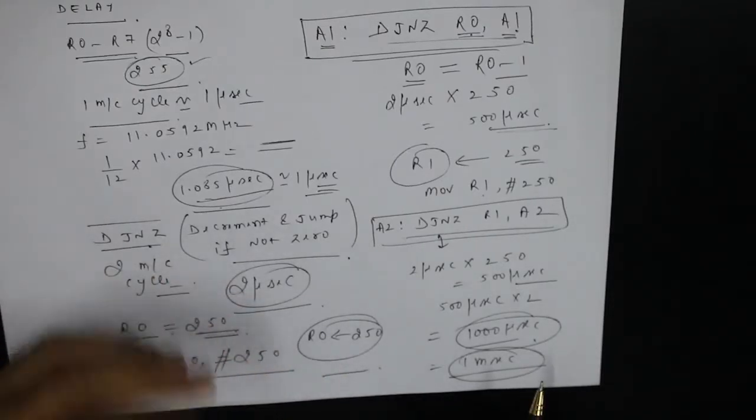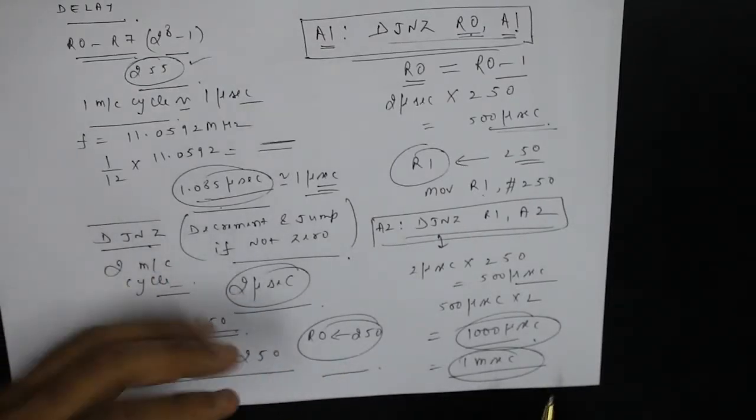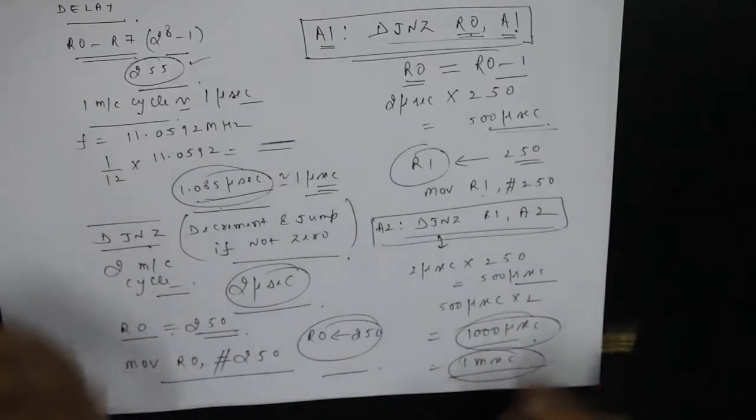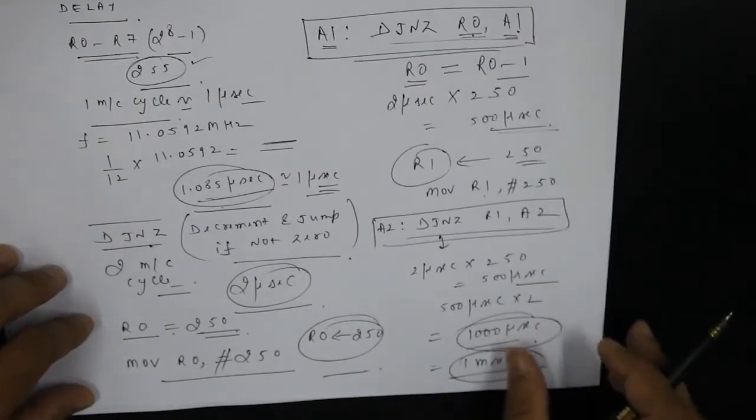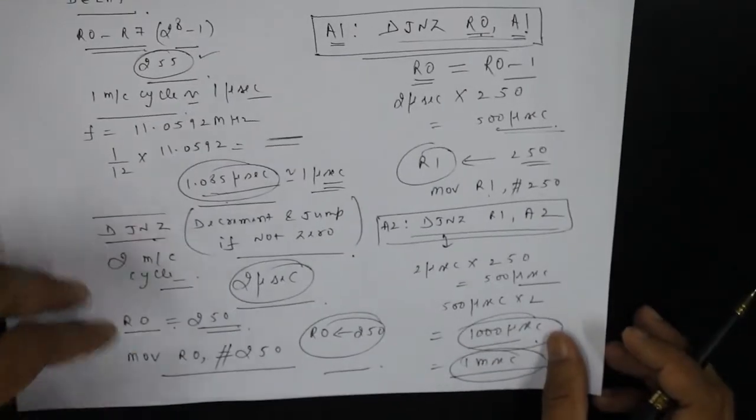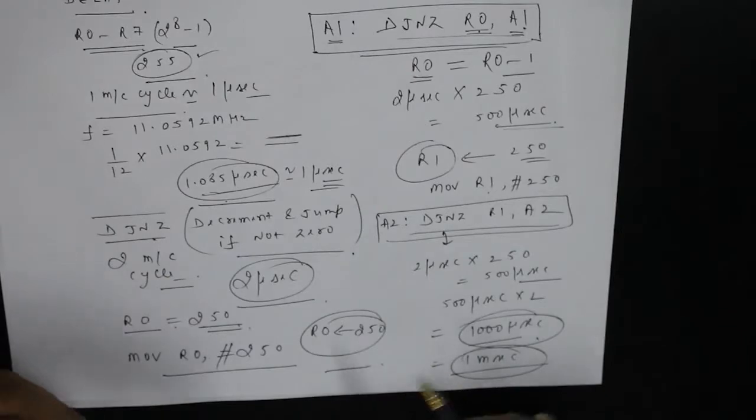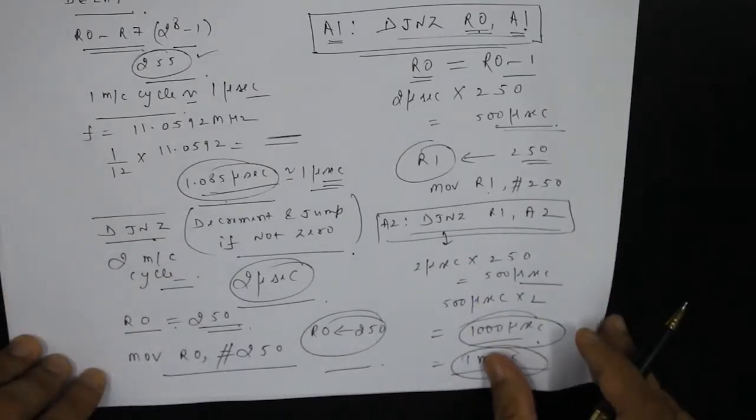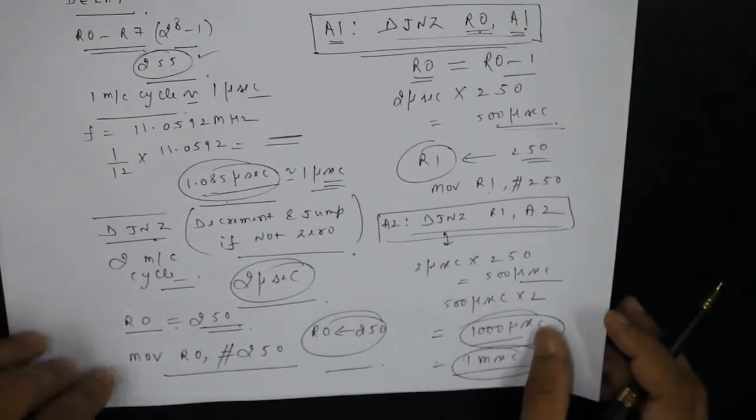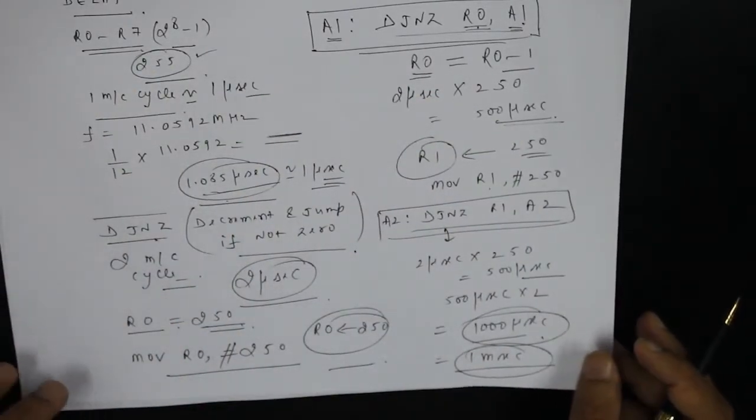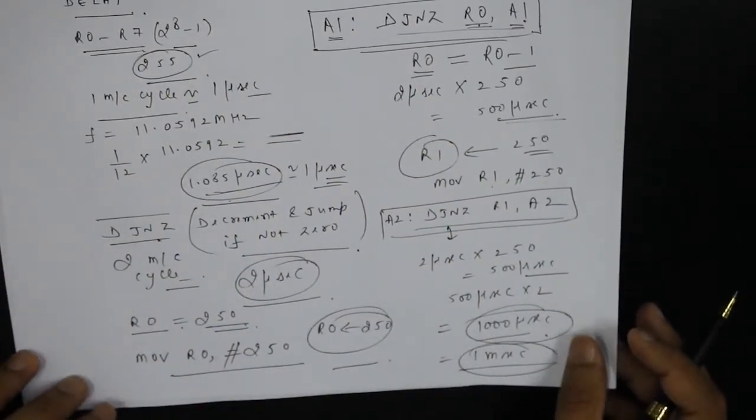1 millisecond is too small a delay to actually see the blinking effect of LEDs, so we have to make sure that we increase it by using a loop inside a loop, right? So we'll make it 1 second. Now I will show you how this entire thing can be repeated, loop in a loop, so that you can achieve 1 second of delay. I hope this delay part is clear. Let's move further and see how we can develop a 1 second delay.